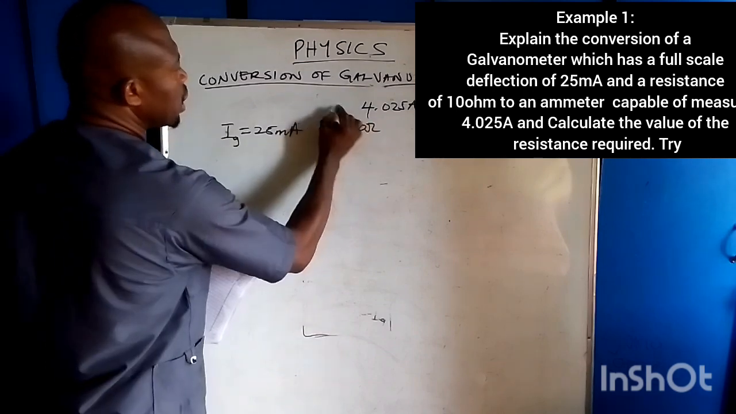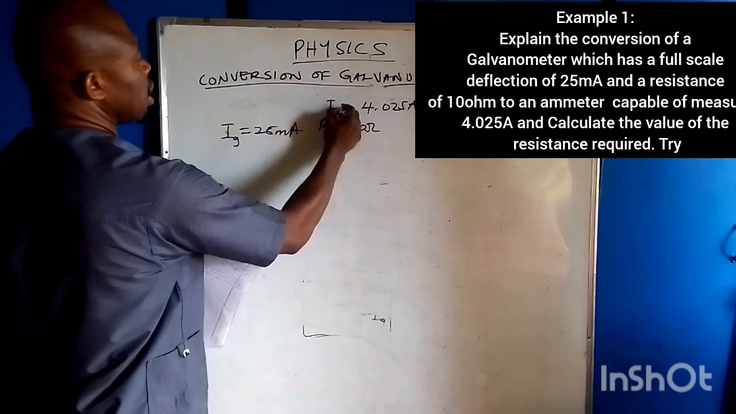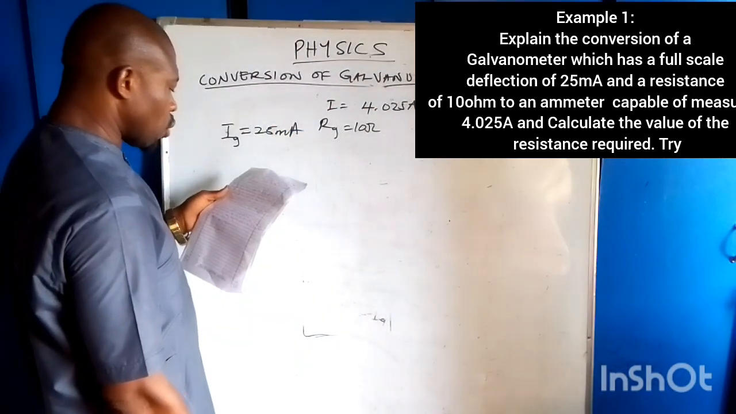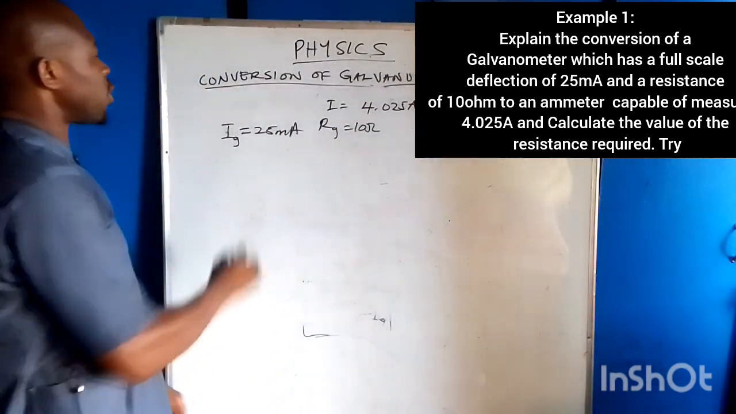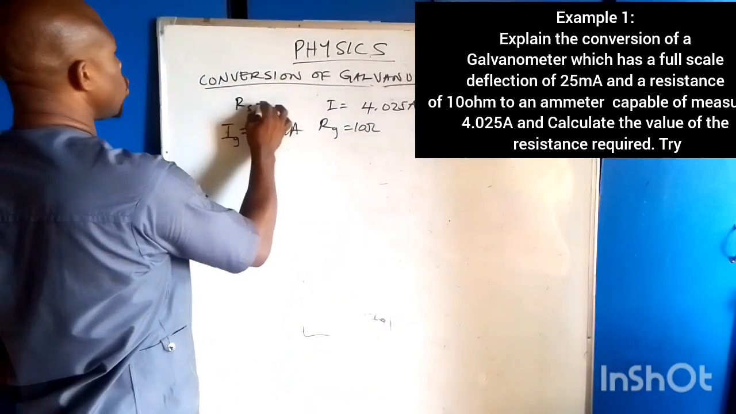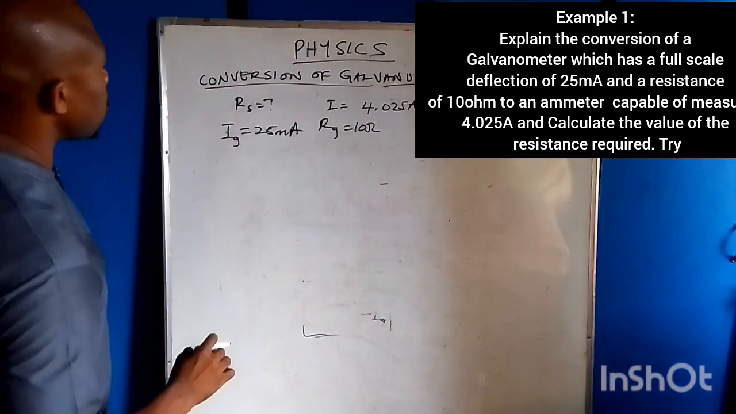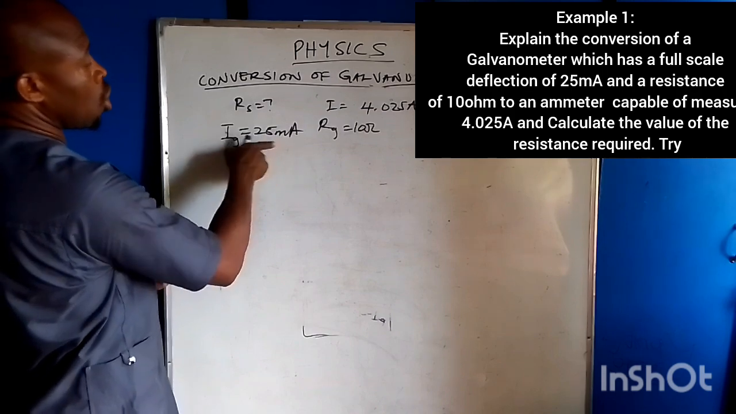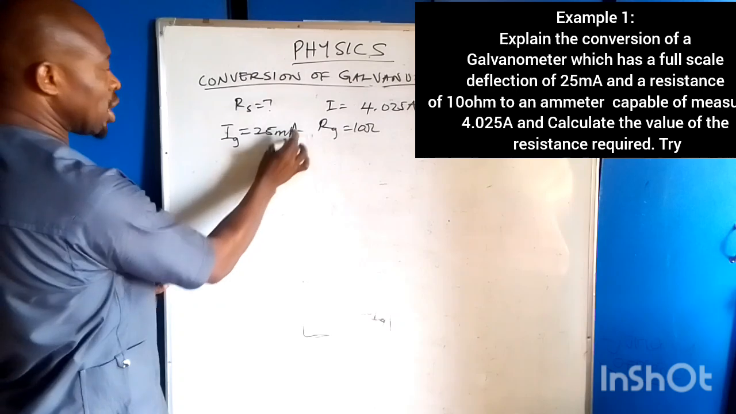Now, the capacity of that ammeter is 4.025 ampere. That's all. And they say calculate the value of the resistance required to do this, of course, which is the shunt. Now, from here, most times you can continue with your milliampere, or you convert it to ampere.